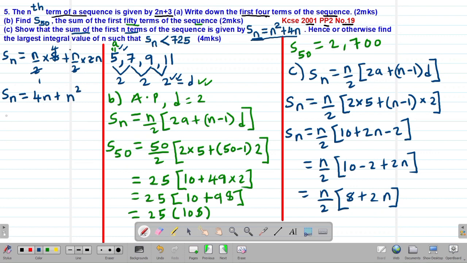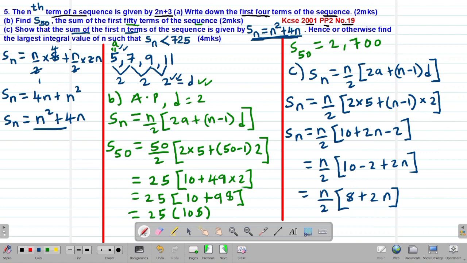Therefore if I rearrange, I'm going to have Sn being equal to n squared, then of course plus 4n, which was actually the equation that I was given here. So we have showed that Sn is equal to n squared plus 4n.